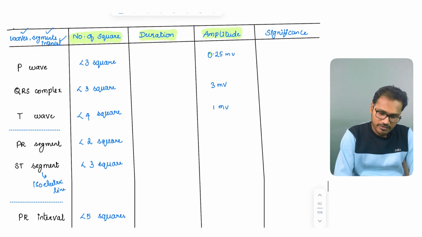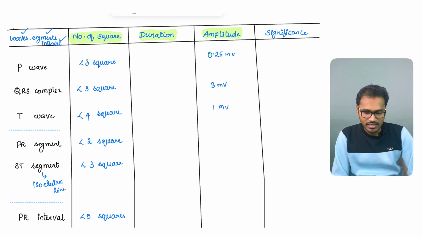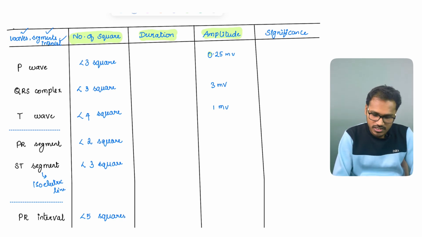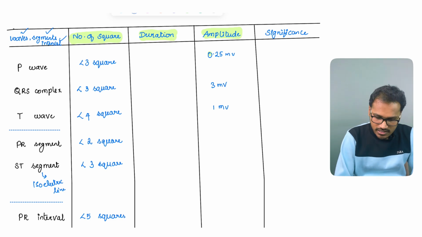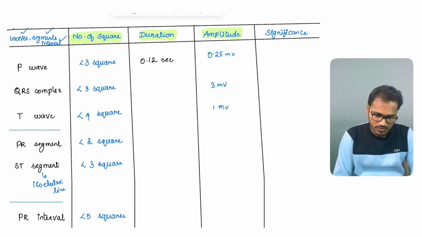Now coming to the P wave. With the help of these squares you can easily calculate it. The duration of the P wave is generally less than 3 squares. So what is the duration? 3 into 0.04, that is 0.12 seconds. So the normal duration of the P wave is generally less than 0.12 seconds.